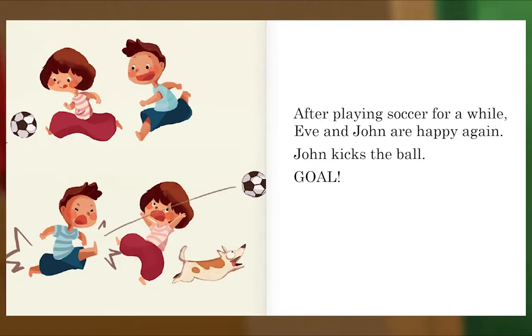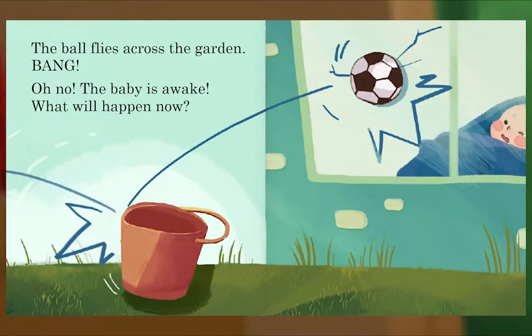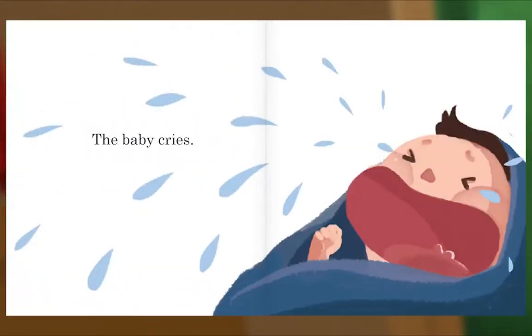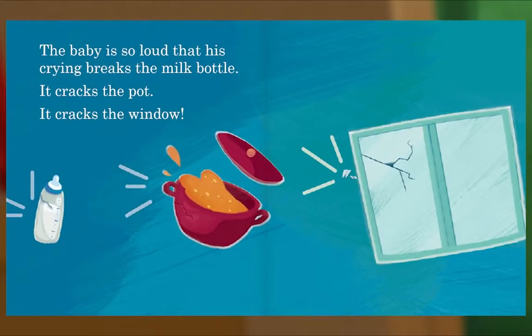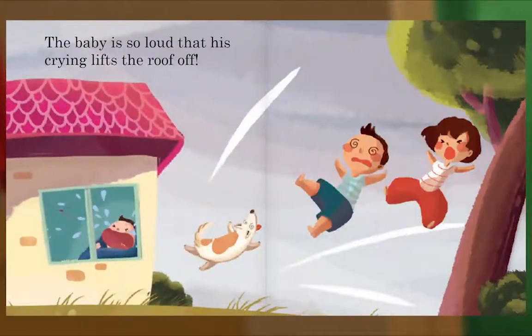After playing soccer for a while, Eve and John are happy again. John kicks the ball. Goal! The ball flies across the garden. Bang! Oh no, the baby is awake. What will happen now? The baby cries. The baby is so loud that his crying breaks the milk bottle. It cracks the pot. It cracks the window. The baby is so loud that his crying lifts the roof off.